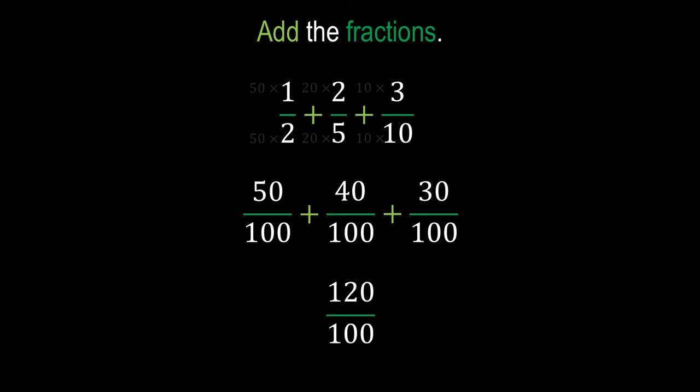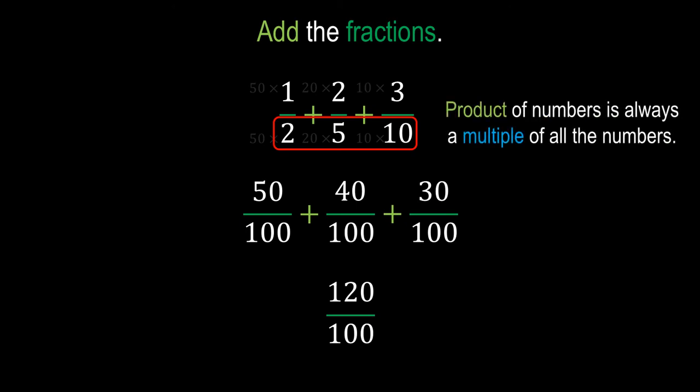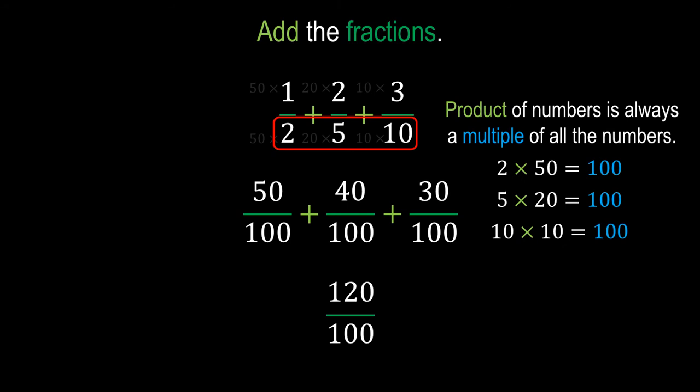Because we know that we get the common denominator. To get the common denominator, we multiplied the denominators together, because we know that the product of numbers is always a multiple of all the numbers. Like the product of 2, 5 and 10 is 100, and 100 is a multiple of 2, 5 and also 10. So we can say that we looked for a common multiple.